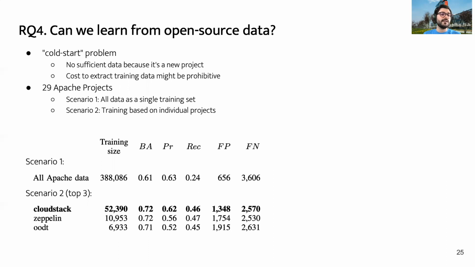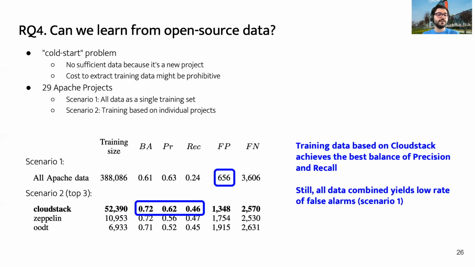So here I'm highlighting just the main results of this experiment. And as you can see here, the model based on CloudStack achieved the best balance between precision and recall. But when you combine all the data, you have a model with a comparable number of false alarms. So the main takeaway here is that you can leverage open source data in case you don't have any data available.